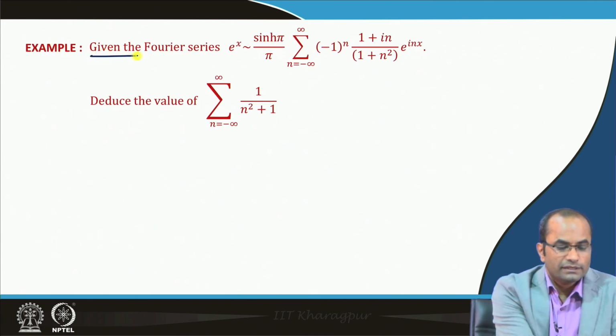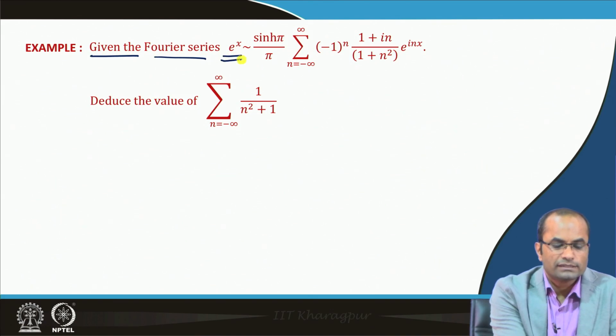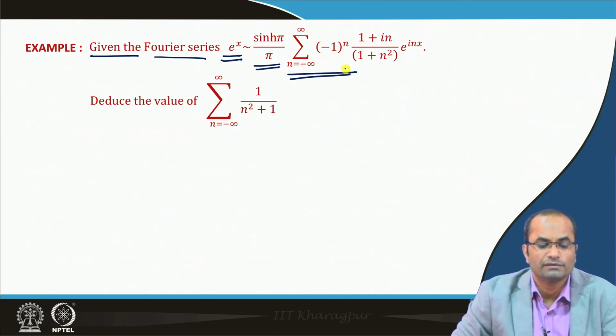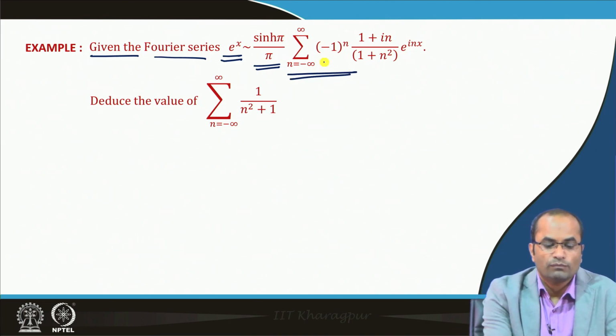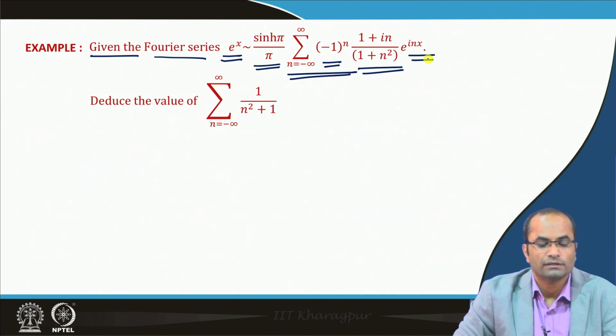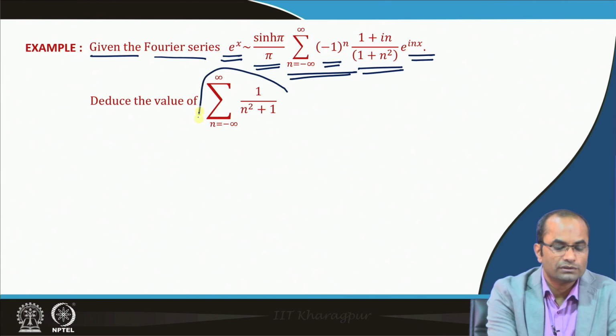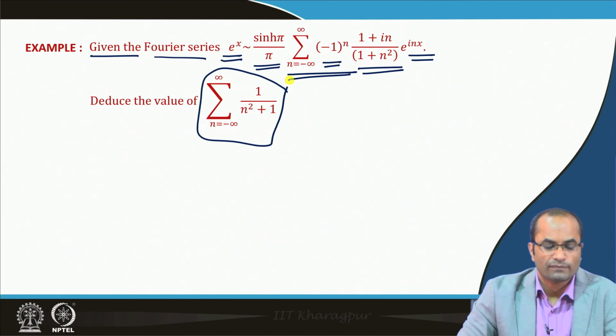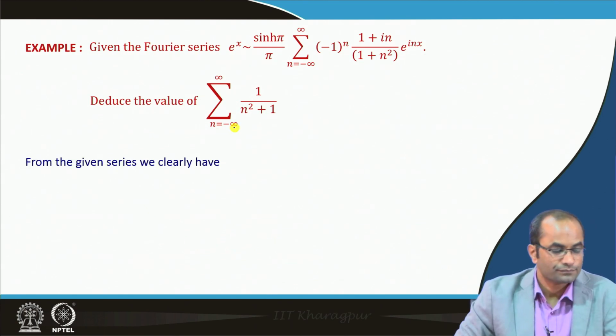So, the example here: given the Fourier series e^x = (sinh π / π) times the summation from minus infinity to plus infinity of (-1)^n (1 + i n) / (1 + n²) e^(i n x). That is the given Fourier series of e^x, and we want to deduce the value of the summation of 1 over n² plus 1, where n is from minus infinity to plus infinity.